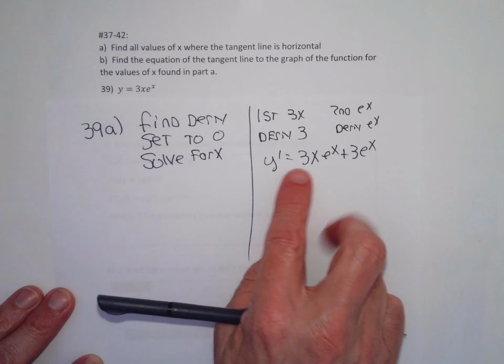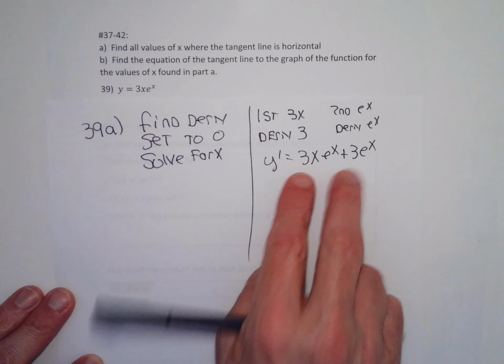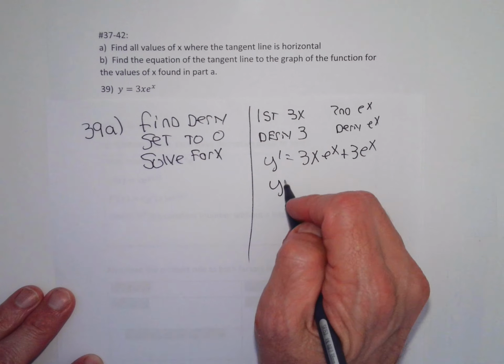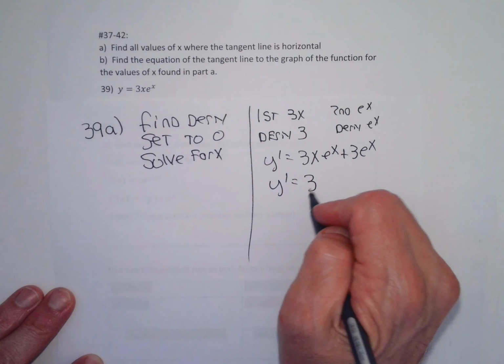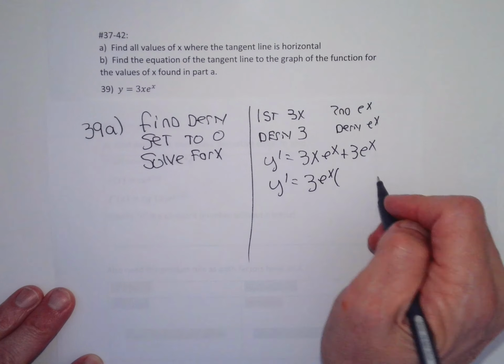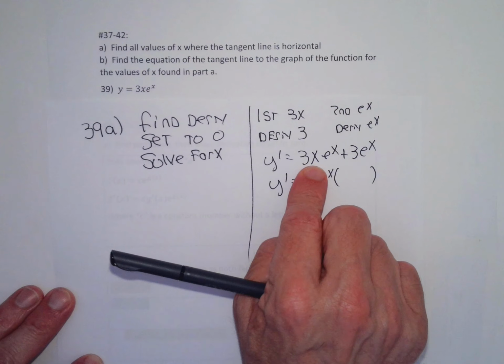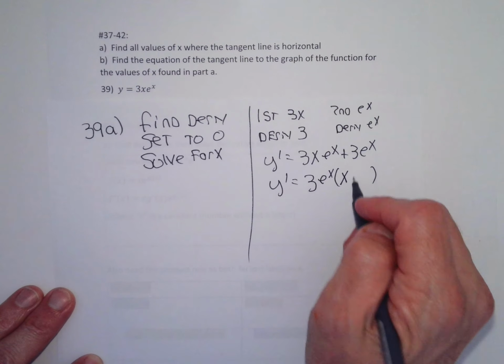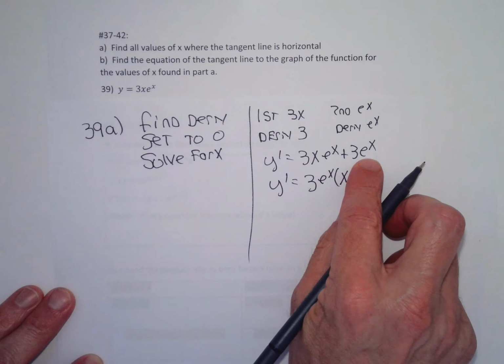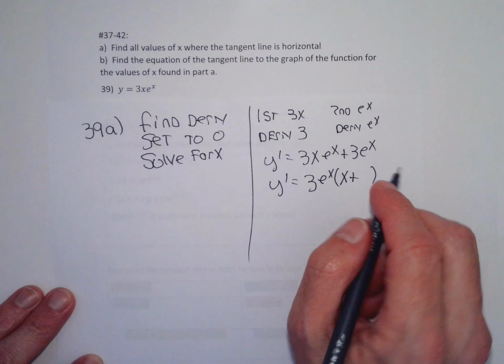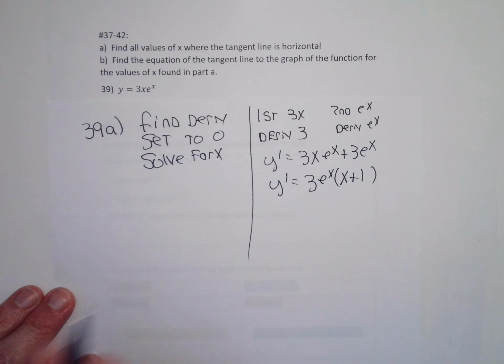Let me factor out both a 3 and an e to the x just to be efficient. I'm going to get y prime is 3 e to the x times something. I took that 3 and that e to the x away, so from the first piece I'm just left with an x. After the plus sign, I've taken away the entire identical factor, so I leave a 1 behind. So I found the derivative.